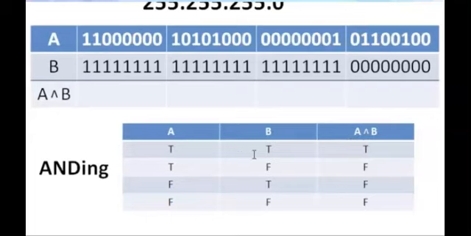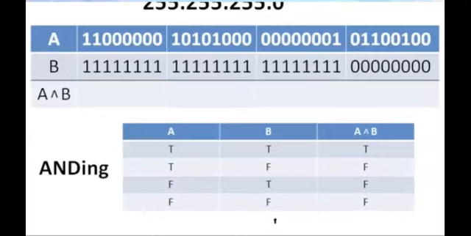Since A is true and B is true, then A and B, the requirement and, meaning both of them, is also true. But if A is true and B is false, then the conjunction of A and B is false. And if A is false and B is true, then the requirement of and for both of them is false.